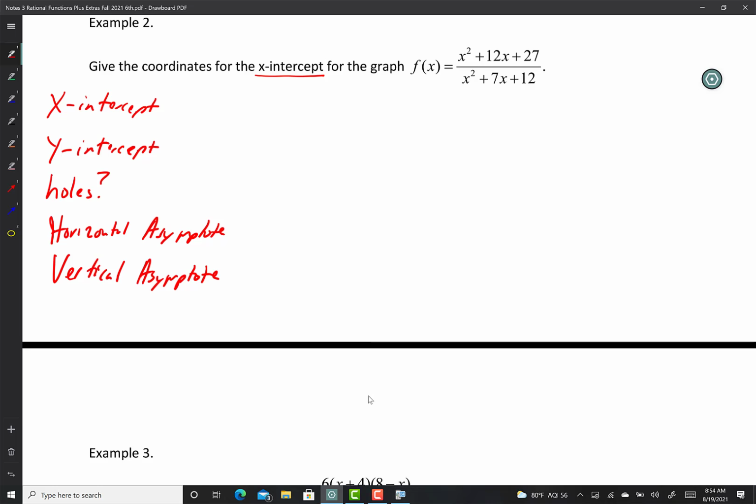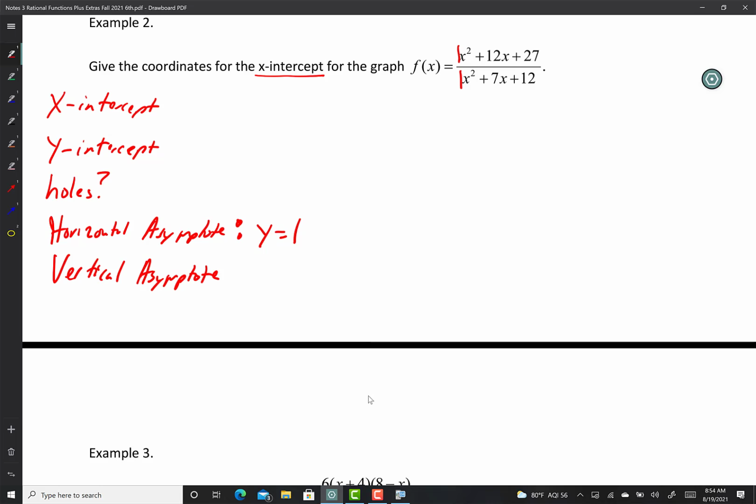So let's do the obvious one first, because we just learned that. The obvious one first is the horizontal asymptote. I look for the leading terms in the numerator and the denominator. I see an x squared and an x squared, so I'm focusing on those two only. So my horizontal asymptote is y equals 1. Does everyone see how we got that?